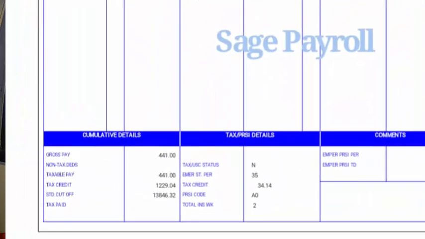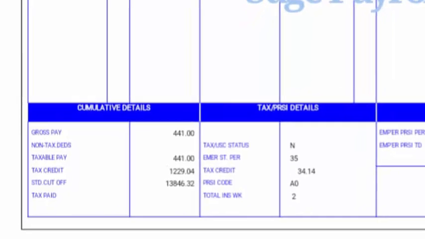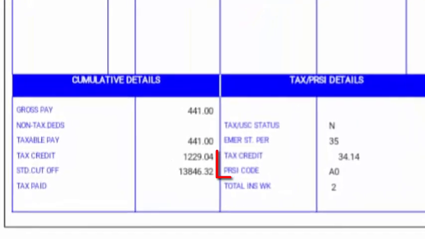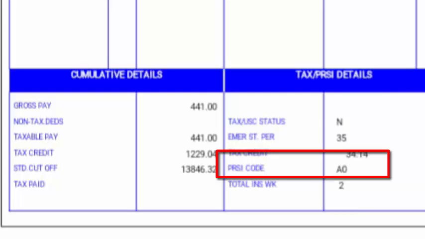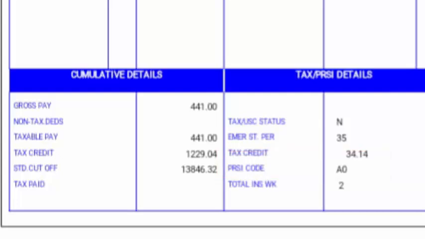The class of PRSI paid determines the social welfare benefits for which a person may qualify. The range of benefits includes the likes of the State Pension Contributory, Jobseeker's Benefit, and Illness Benefit. An entitlement to a benefit is dependent on a person meeting specific criteria.